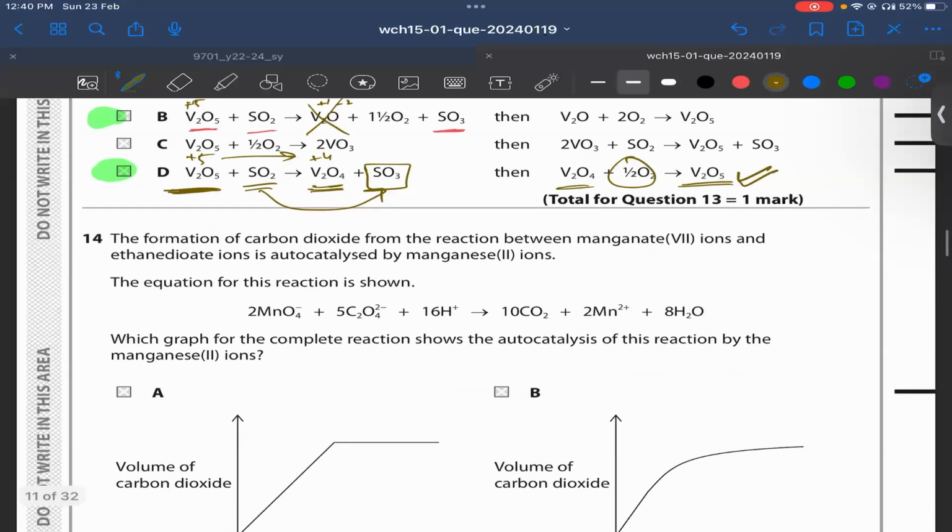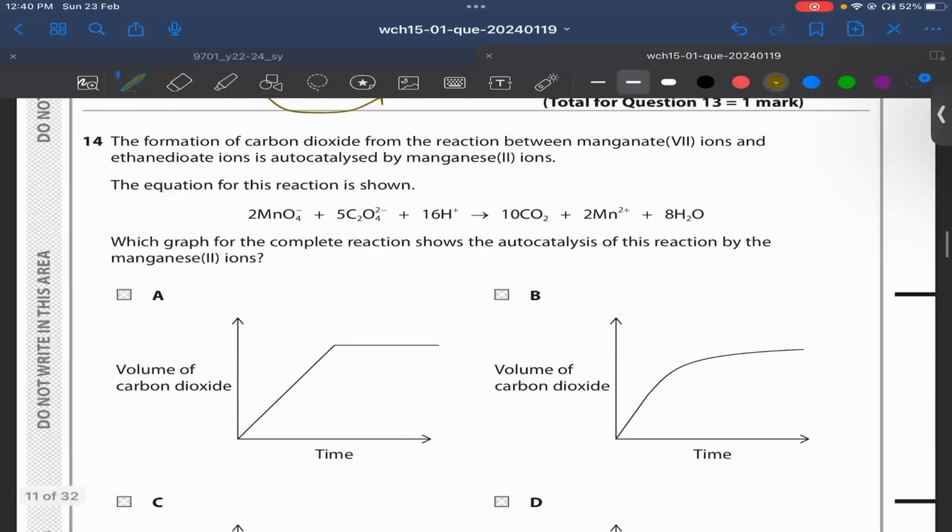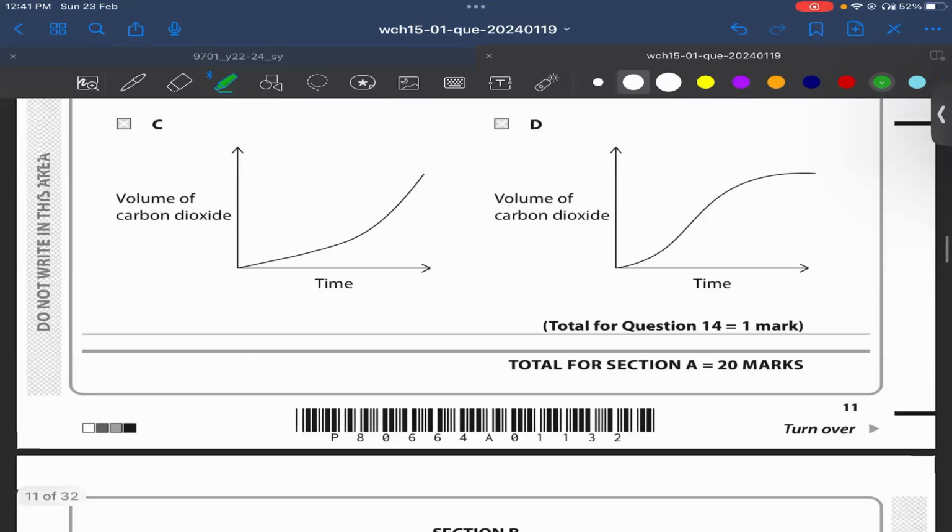Right. Okay, then the next one is: the formation of carbon dioxide from the reaction between manganate(VII) ions and ethanedioate ions is autocatalyzed by manganese(II) ions. Now, do you know what autocatalysis is? Any idea about autocatalysis?